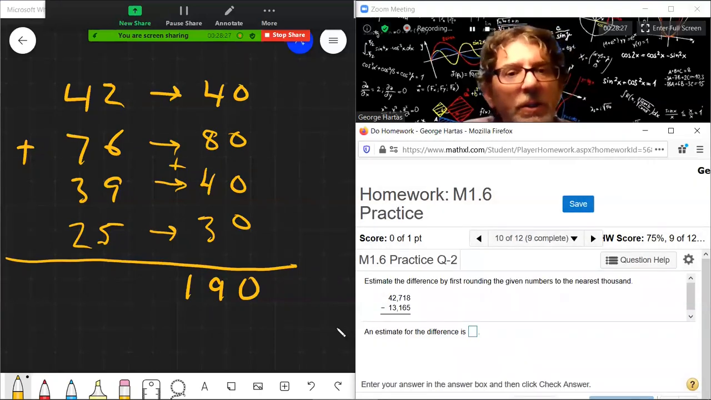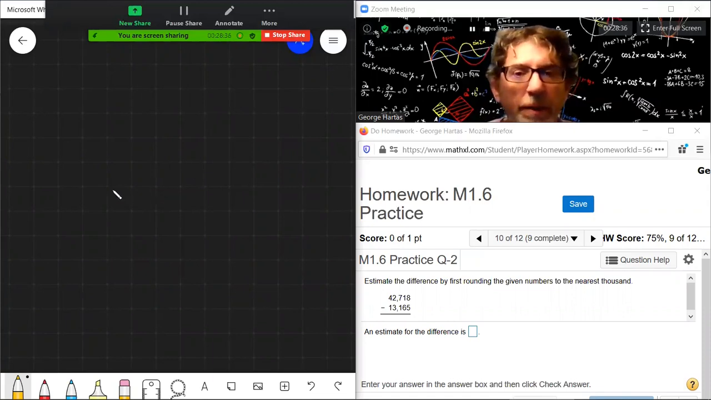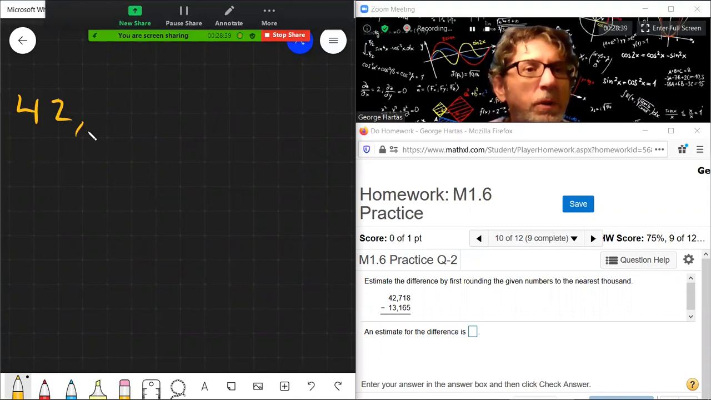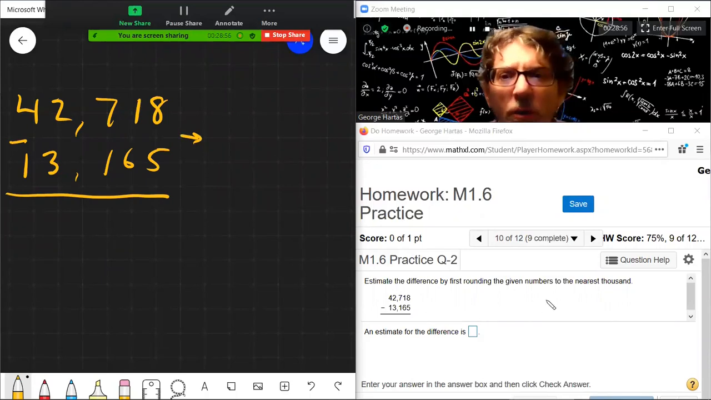All right. So estimate the difference by first rounding to the nearest 1,000. All right, so let's write this problem out. 42,718 minus 13,165. We're subtracting. Let's round to the nearest 1,000, which means the 1,000. All right, the 1,000. Since this is 7, the 2 becomes a 3. 43,000.